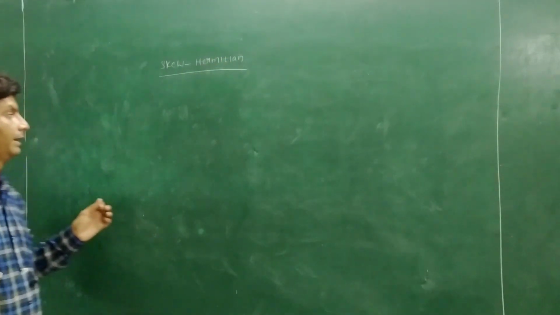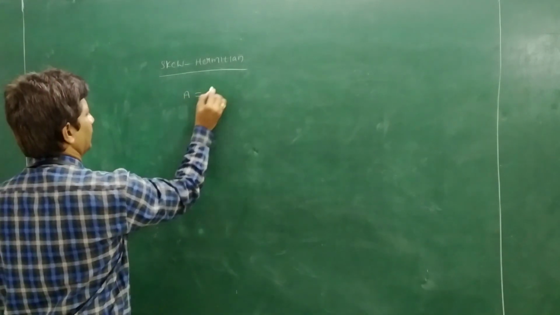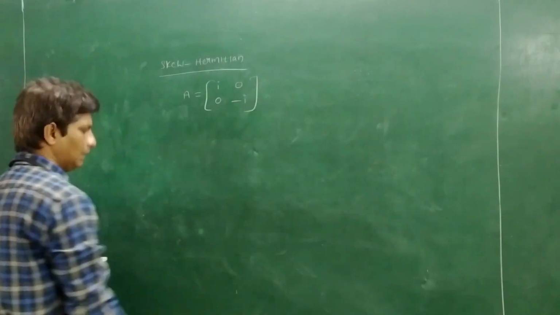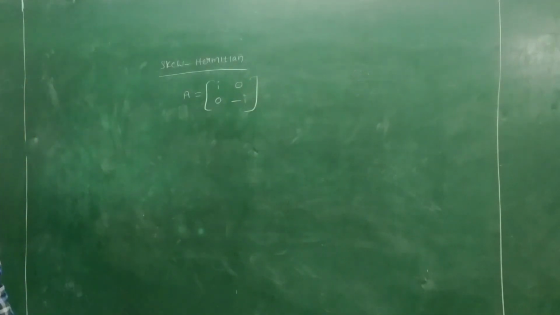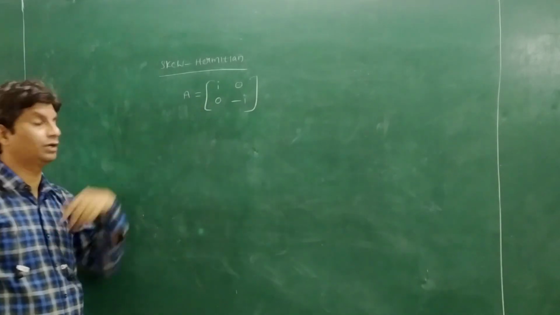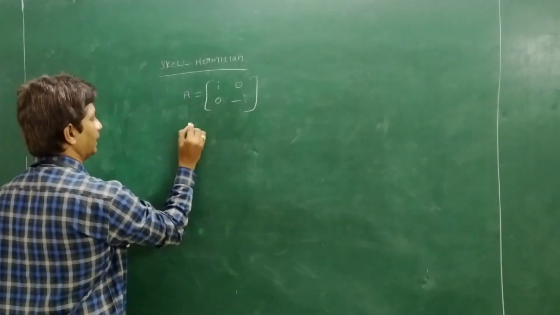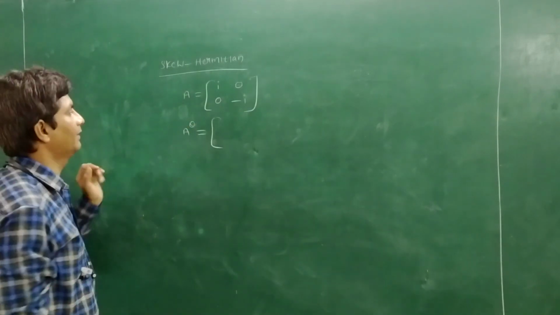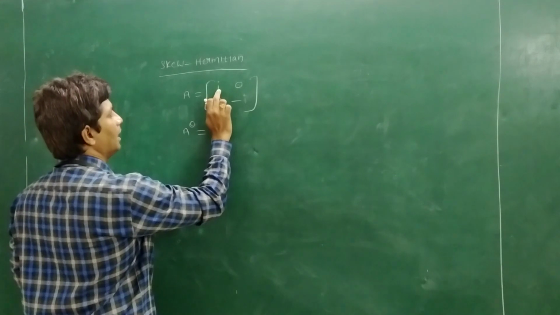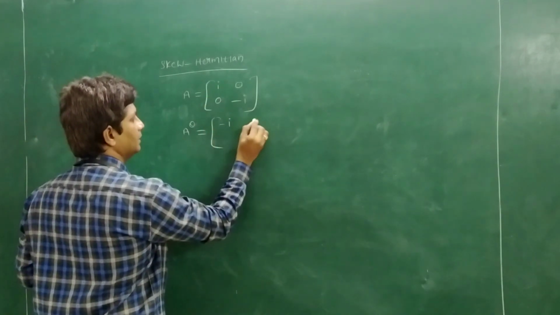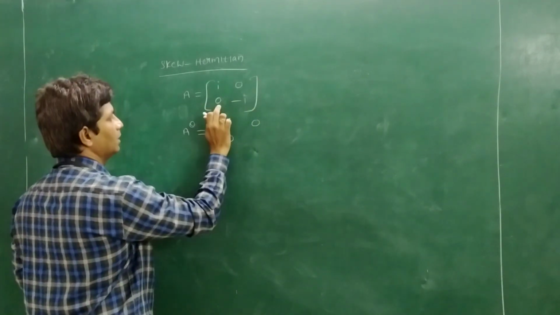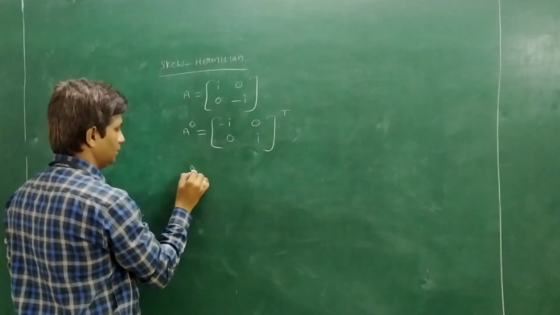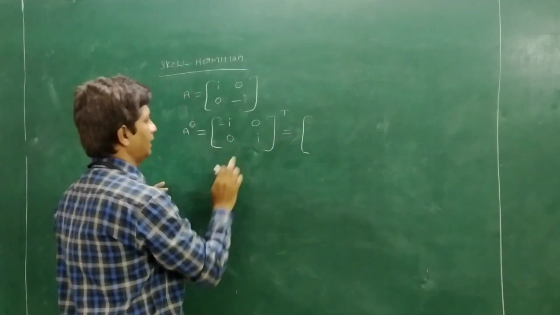Skew Hermitian matrix. If you take the matrix capital A equal to I, 0, 0, 1. Let us check this matrix. Now we have to check whether this is skew Hermitian. Now I am going to find A power theta, that means the conjugate transpose of the matrix. First of all, I am making the conjugate. Conjugate of I, minus I. This is a real number, 0. Conjugate of 0, 0. Conjugate of minus I for I. For this, transpose.